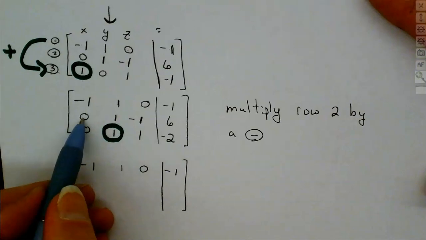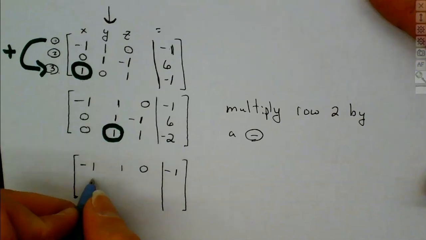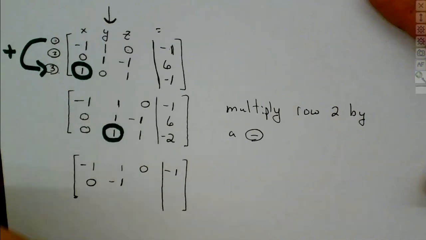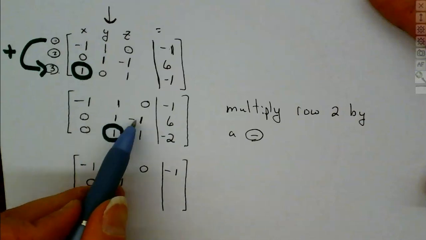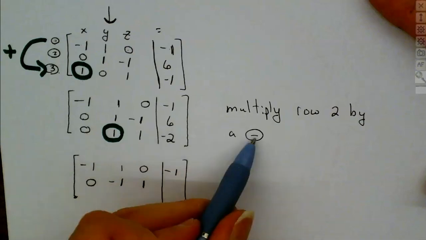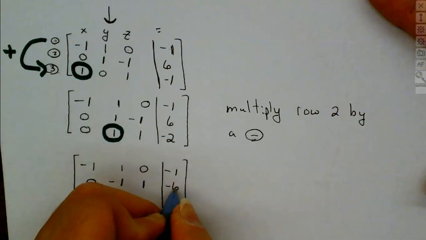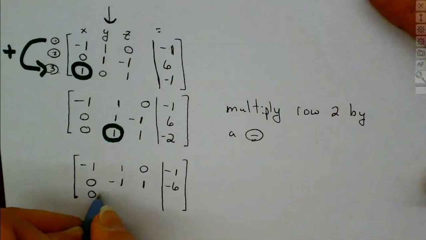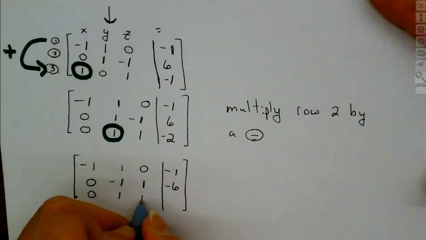So when I multiply the middle row by a minus 1, minus 1 times 0 is still a 0. Minus 1 times 1, that's a minus 1. Okay, minus 1 times a minus 1, that makes it a positive 1. And minus 1 times 6, that's a negative 6. Okay, keep the bottom row the same. You only do one row at a time until you get really good at these.